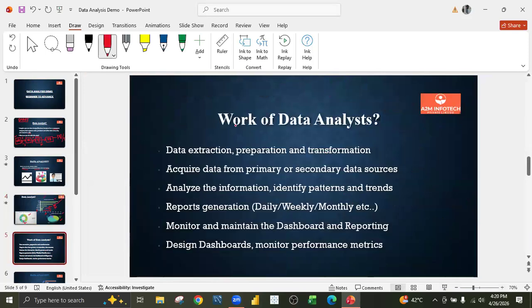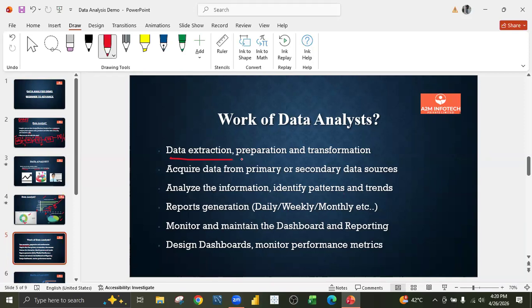Now here, what is the actual work of a data analyst? First is extracting the data. Very, very important. Now you'll be thinking, what is this extraction? Extraction is a process where we extract the data from different sources, like from a website, from the database, from the servers, from the Azure cloud. We are extracting the data from Excel files, CSV files. There are lots of places from where we can extract the data.